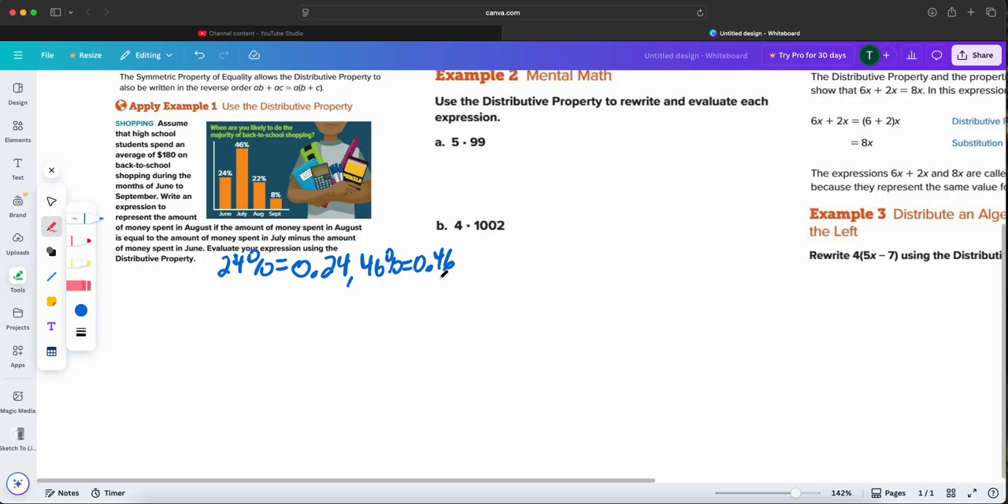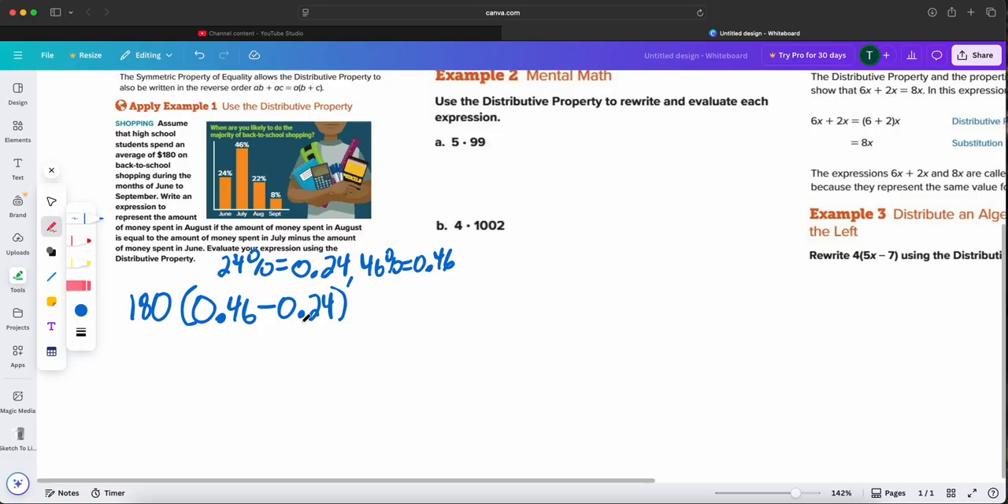So it said we have to subtract them for August. So we're going to be taking 0.46 minus 0.24. And that would get us the percent for August. And then we would multiply that by the $180. So we would have to put those in parentheses, and we have our 180. So it wanted us to write our expression with the distributive property, which there it is. Now it wants us to evaluate it.